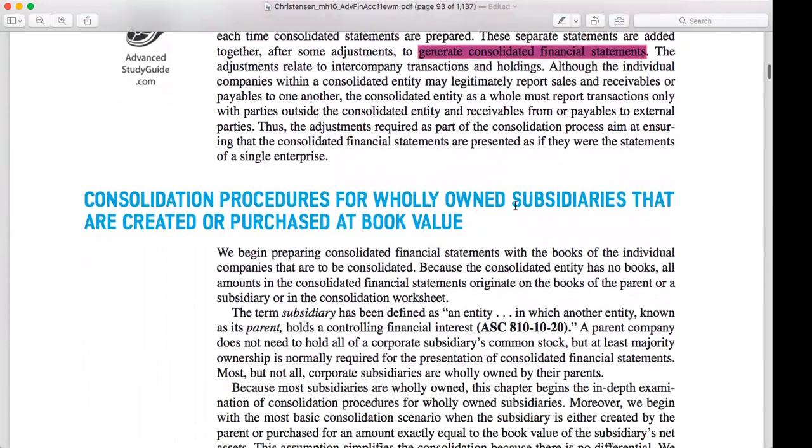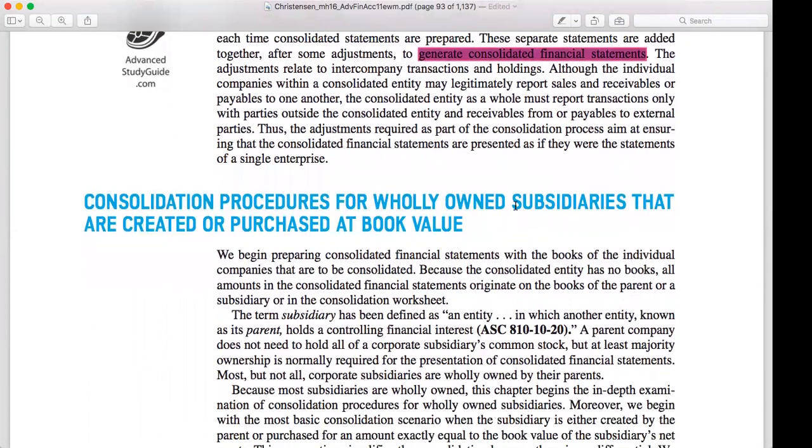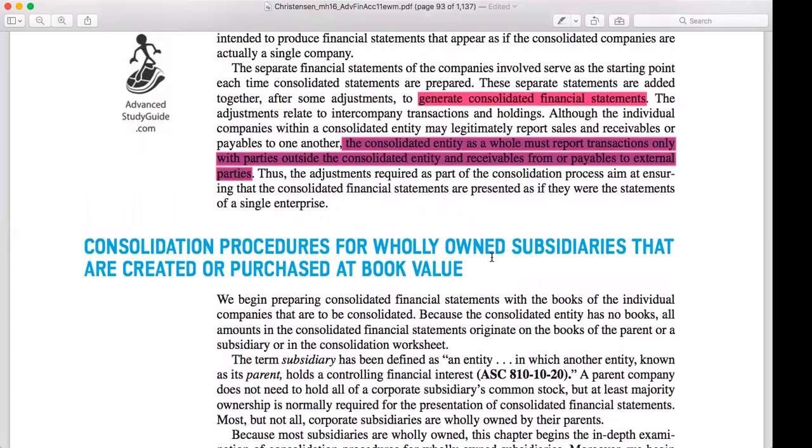Okay. And while the companies are having a consolidation, it means that there are sales, receivables, and payables to one another that happen, right? So the consolidated entity must report this section only with parties outside. This information should be highlighted, guys, because the following explanation will be related to the consolidation.